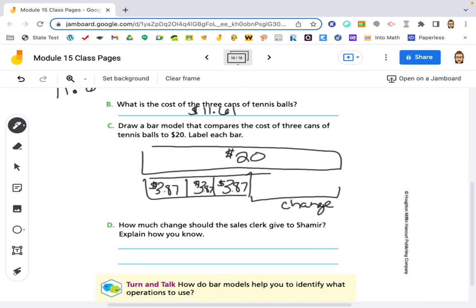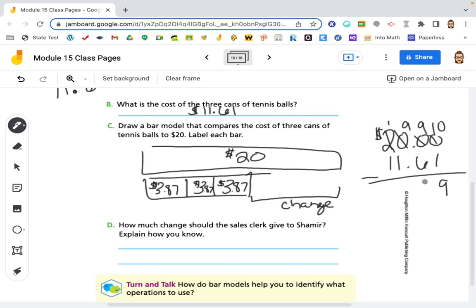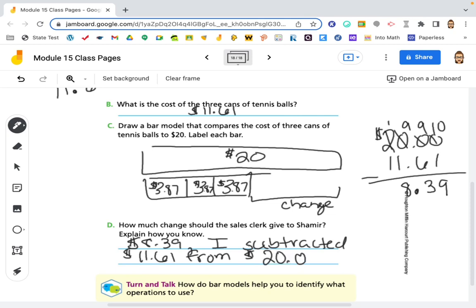Well, we are going to subtract. So we're going to do $20 minus the $11.61. So we have to borrow. So all of these are going to be 9. This is going to be a 10. So 10 minus 1 is 9. 9 minus 6 is 3. 9 minus 1 is 8. 1 minus 1 is 0. So we're going to get $8.39 back. Simply, I subtracted $11.61 from $20.